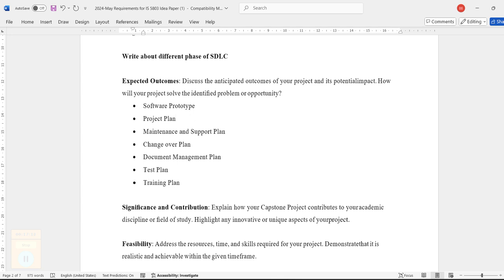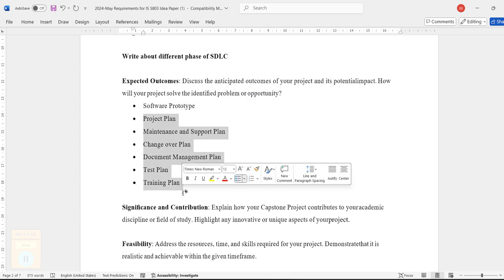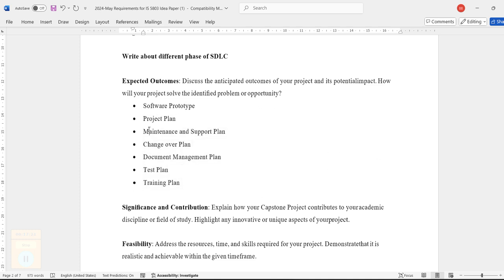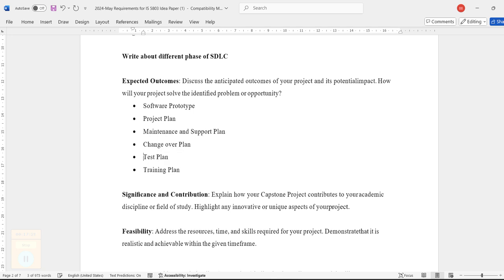Anyhow, I recommend you discuss this one and any one among these things. So you can discuss the software prototype and the maintenance and support plan, or the software prototype and the test plan. Ignore document management, and you can take anything like the software prototype and project plan. Any combination of two elements has to be there. In addition to that, discuss any one plan given below, and how that will be helpful in ensuring that the problem is solved for the organization.